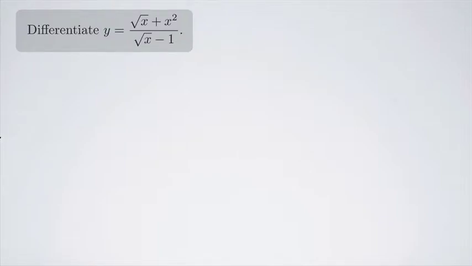Differentiate y equals the square root of x plus x squared divided by the square root of x minus 1. This is the quotient of two functions. I have a function f of x, which I'll call the square root of x plus x squared. And I have a function g of x, which I will call the square root of x minus 1. So you see we have f of x divided by g of x.